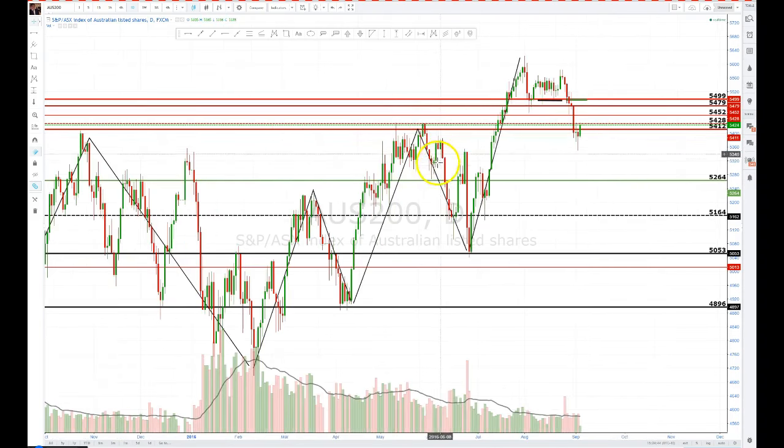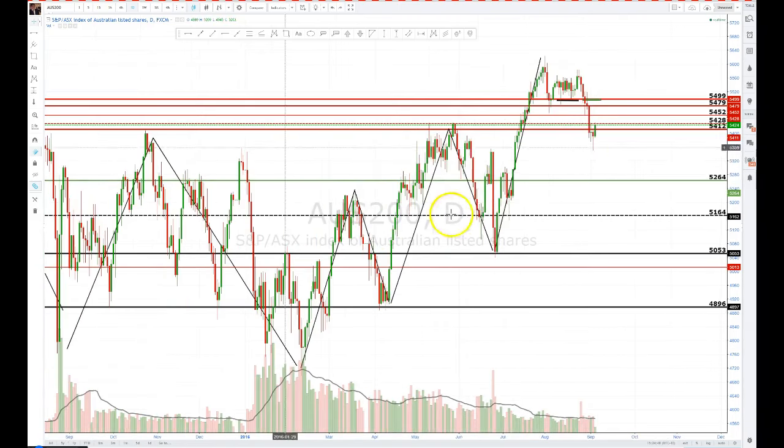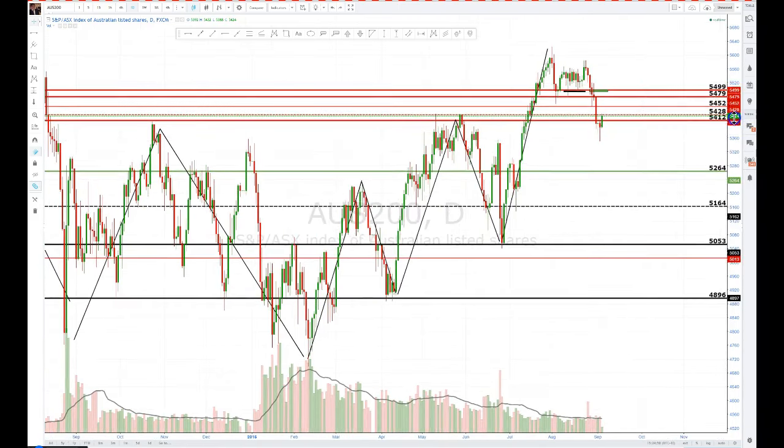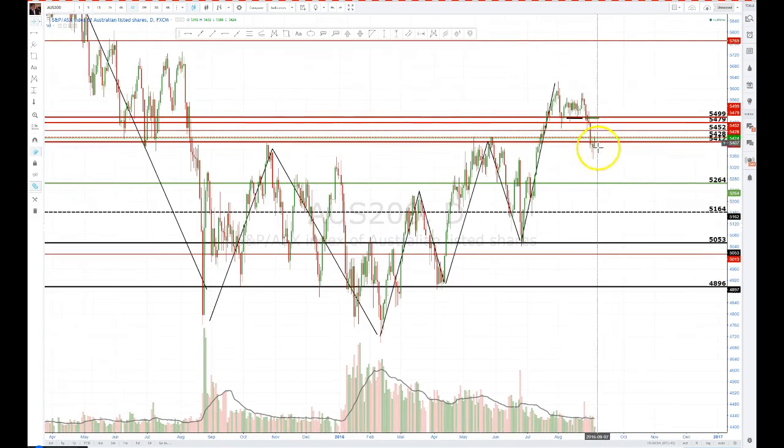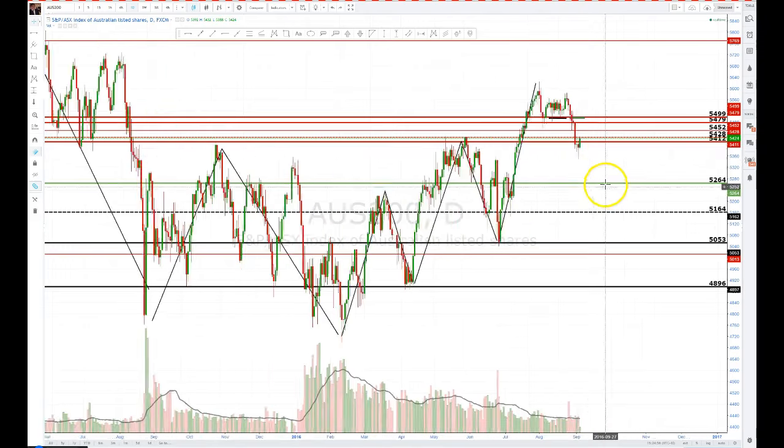Now, I think 12 minutes, so we'll just go 2 more minutes. Now, I just want to quickly talk about the ASX 200, right? So we're heading into this level here. The market's kind of broken below structure here.